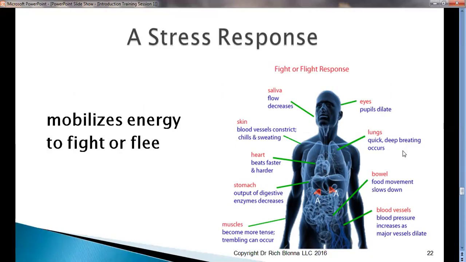And what happens is your muscles contract, your blood vessels dilate, your eyes really focus, your lungs start to take in huge amounts of oxygen, and you start to produce a sweating effect to keep you cool, and your heart pumps that oxygenated blood throughout your body. So you're mobilizing energy to fight or flee.